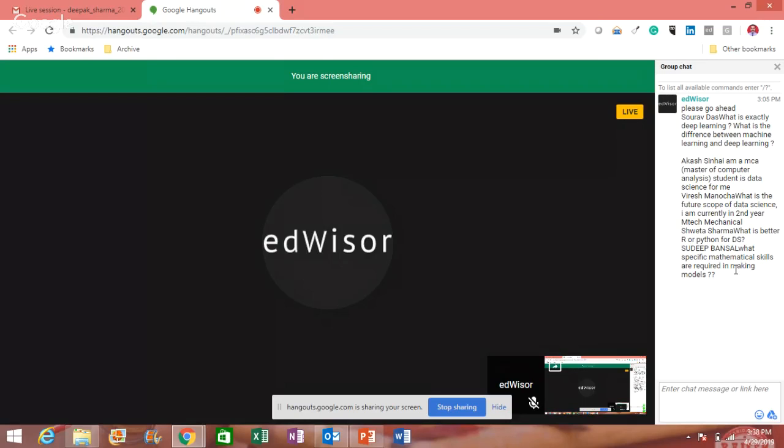Okay. And Shweta is asking which is better, R or Python for data science. I personally prefer Python, but there is no strict rule for R and Python, it depends on what kind of work you are doing. If you're working on the statistics part, I would definitely prefer R, which is very strong in statistics. But if I'm talking about a deep learning area where I want to work on TensorFlow, I want to work on Keras, I want to write deep learning models, then I will definitely go with Python because it's a complete programming language. It gives a proper shape to my product.